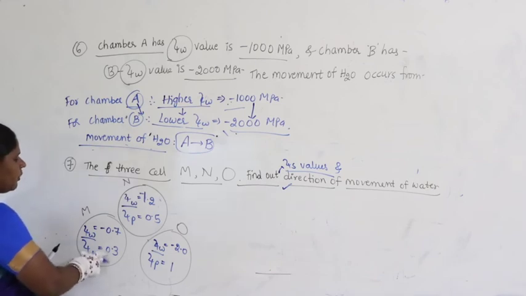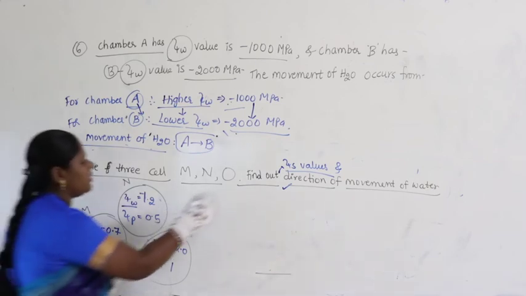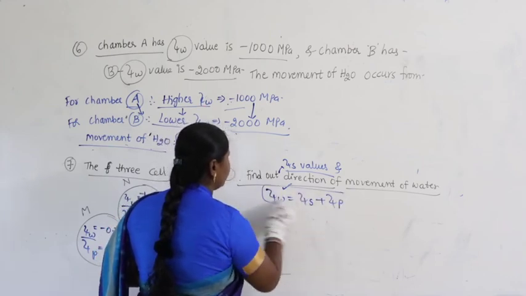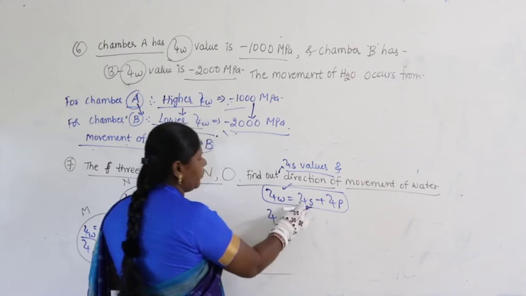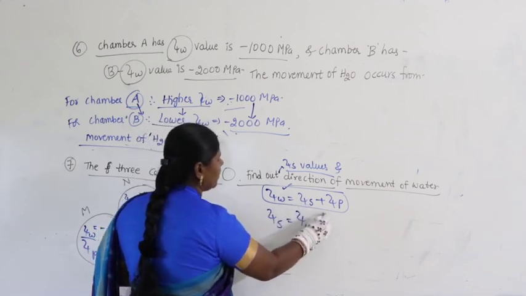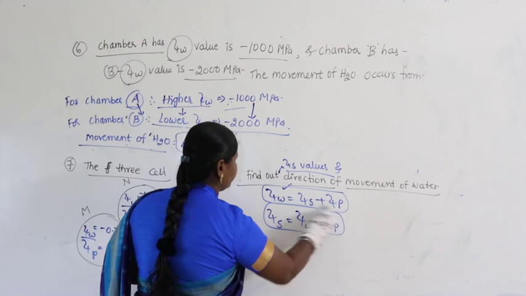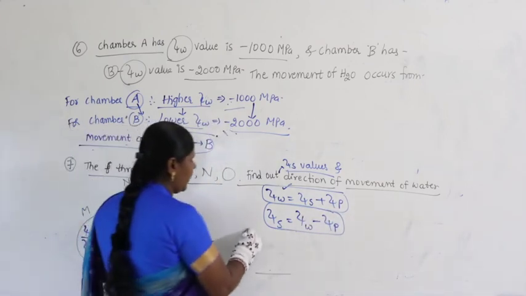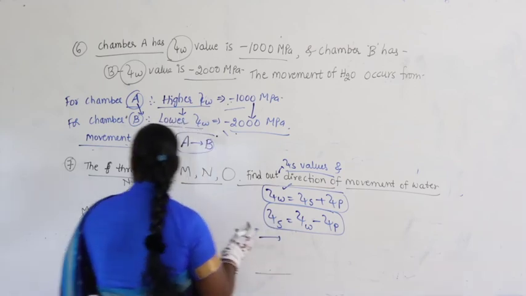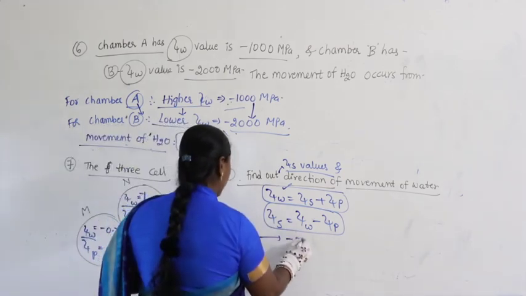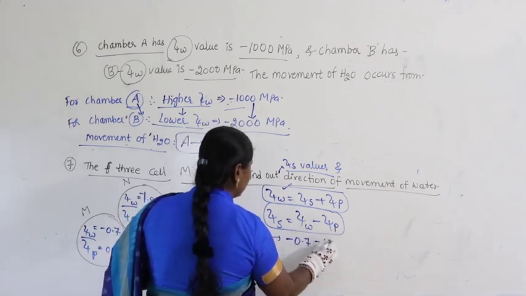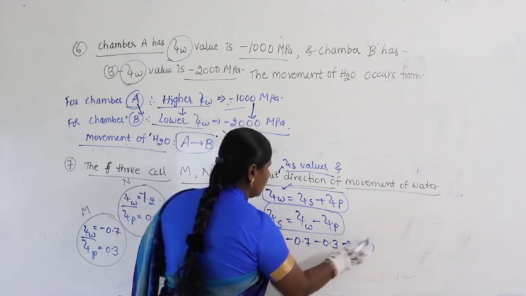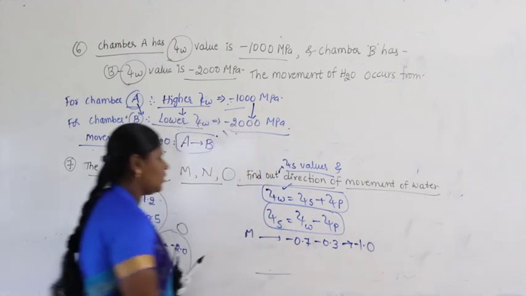First you need to find the solute potential values. Water potential is equal to solute potential plus pressure potential. To calculate the solute potential, you take water potential minus pressure potential. Now you start writing for cell M. What is the solute potential value? Water potential is minus 0.7 minus 0.3. Then it becomes minus 1.0.